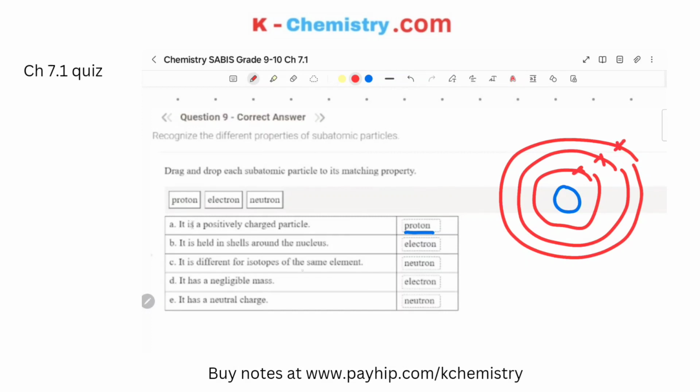It's different for isotopes of the same element. We just explained that the isotopes have different neutrons. It has a negligible mass, meaning a very, very small mass: electrons. The protons have a mass of 1, the neutrons have a mass of 1, electrons have a mass of 1 over 1840. That's a very small mass, that's negligible mass. It has a neutral charge. The neutron is the one that has neutral charge. So proton has positive, electron has negative, and the neutron, the name is neutron, so it has a neutral charge.